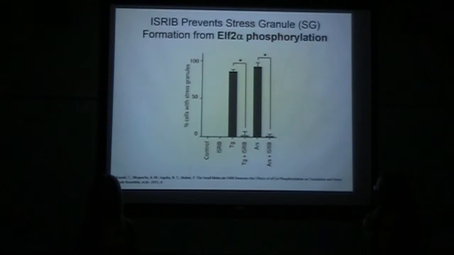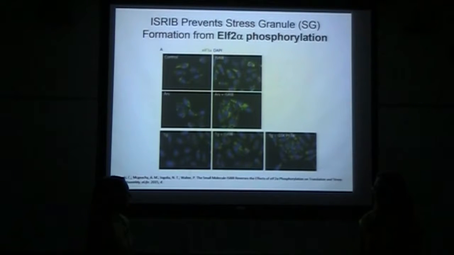And then this is just the quantitative data for that, showing that your presence of RIB has a significant decrease in your stress granule formation under the L2 alpha phosphorylation, and what that phosphorylation causes. And so what was ARS? That is a stress condition that is caused by your L2 alpha phosphorylation. So they're testing to see if the stress granule formation is dependent on your L2 alpha phosphorylation.